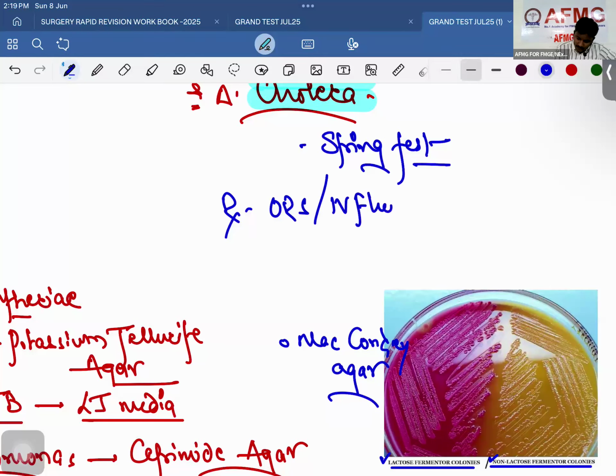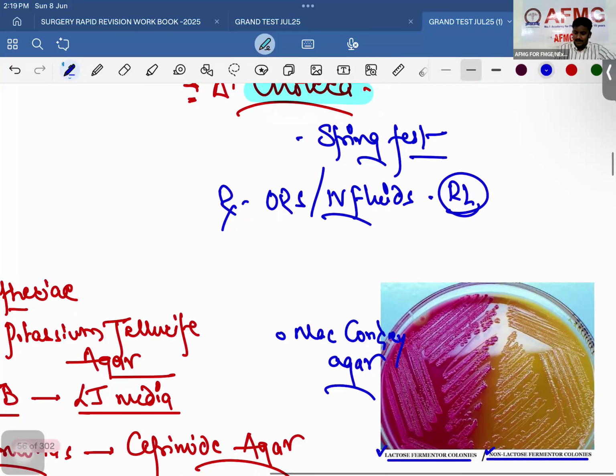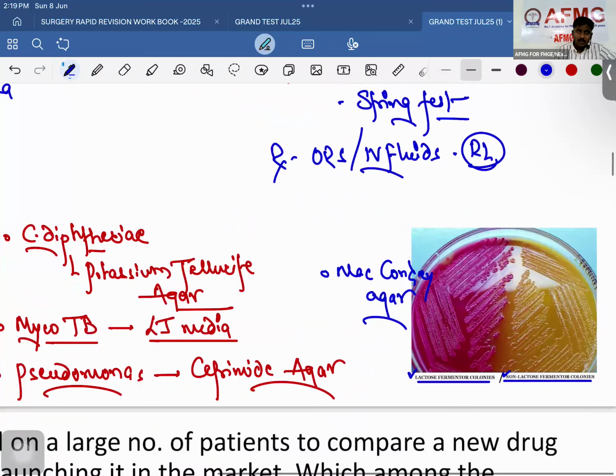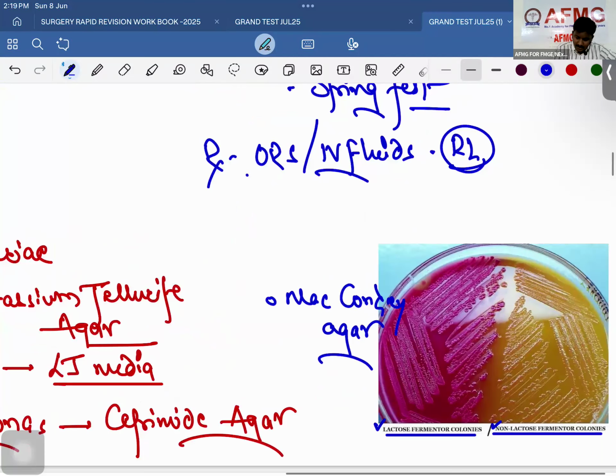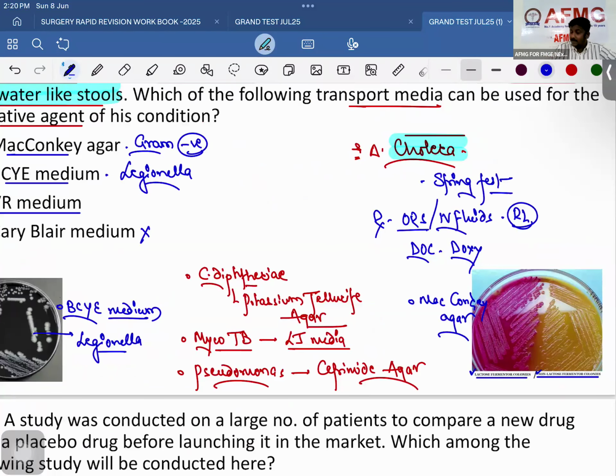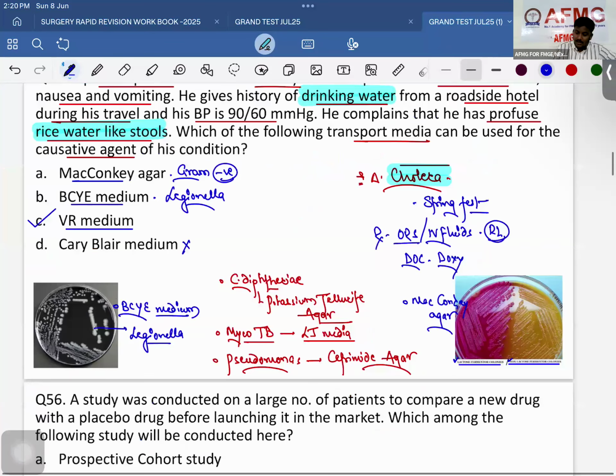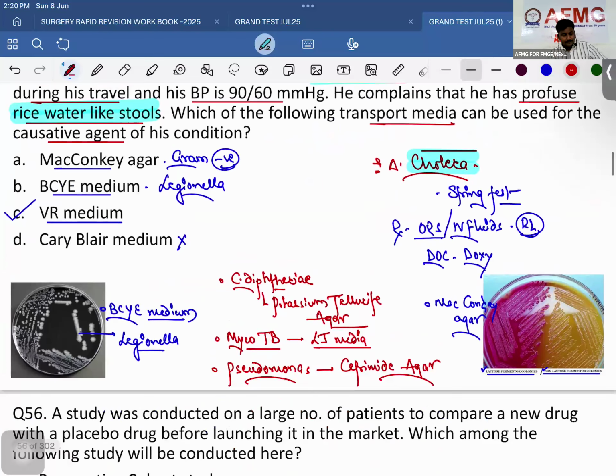What is the IV fluid of choice in a patient of cholera? Very good. The IV fluid of choice in a patient of cholera is always RL, that is Ringer's lactate. That has to be remembered. Apart from this, what is the drug of choice for cholera? Cyclines. So please remember the drug of choice for cholera will be drugs like doxycycline or tetracycline. Doxy or tetracycline-like drugs are going to be the drug of choice for cholera patients. That is what is important to be remembered.